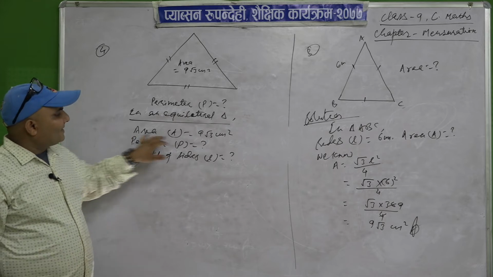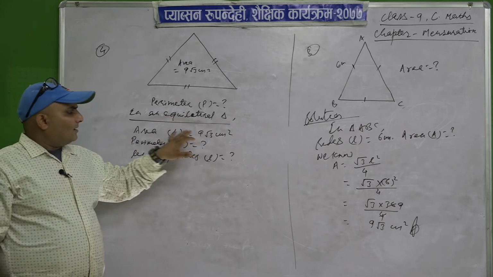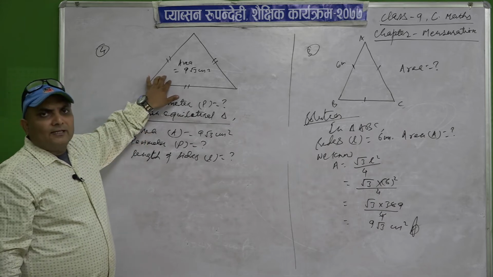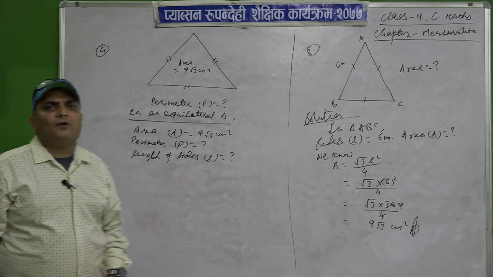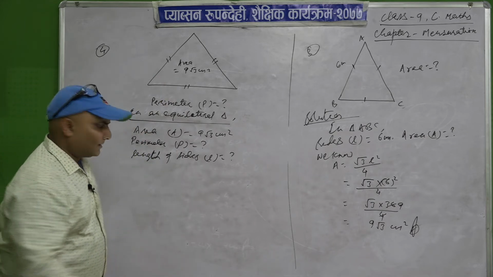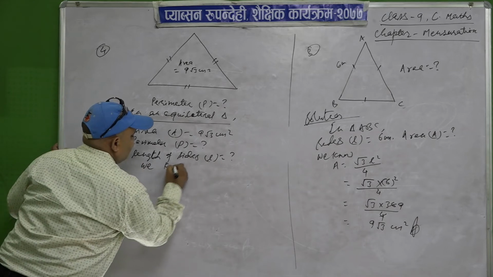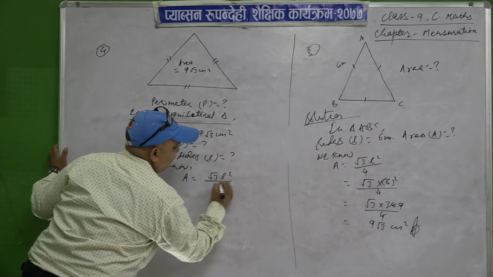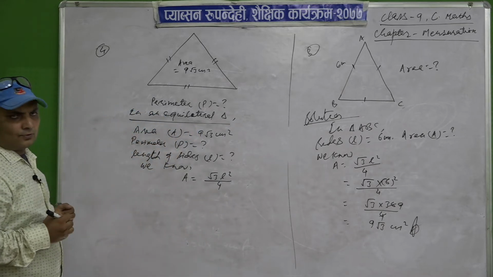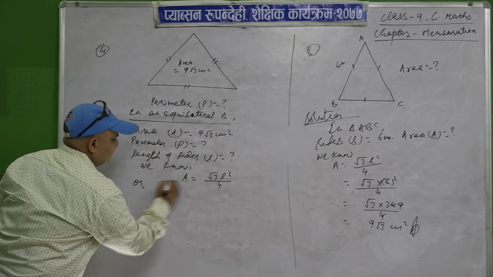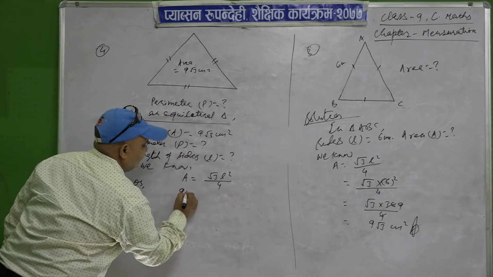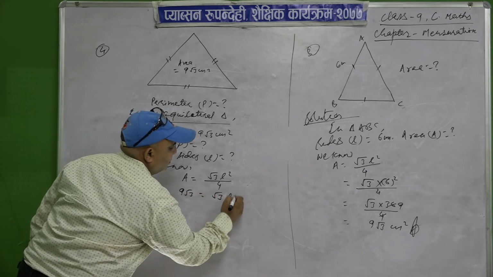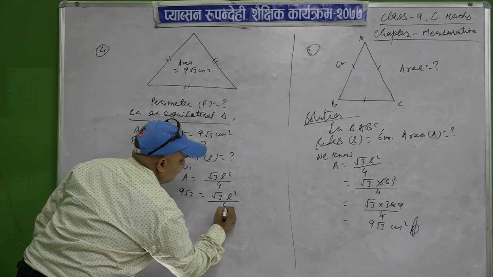So again the same trick: whatever is given in the question, we use the formula of that. We have been given the area of the triangle, so we use the area formula, and here the triangle is an equilateral triangle, so we use the area formula of an equilateral triangle. We know the area of an equilateral triangle is root 3 L square upon 4. Now put the value. The value of A is 9 root 3. We don't know L, so write L as it is.